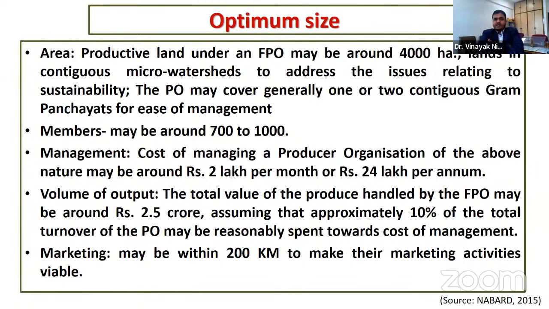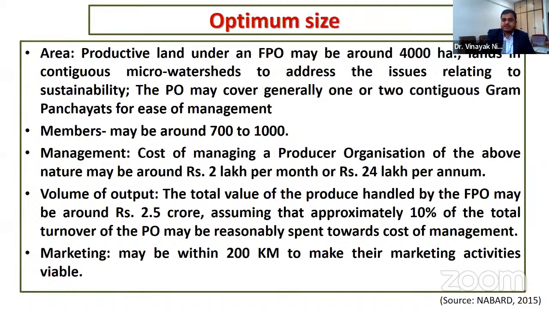As per them, the land area under this FPO, meaning all the members' land, should be more than 4,000 hectares. And that land should be contiguous to address the issue related to sustainability, or maybe it can be in two to three villages in a nearby area, so that sustainability will be there. Members, they say there should be a minimum of 700 and a maximum of 1,000 members. So they will be preferable, manageable, and again sustainable.